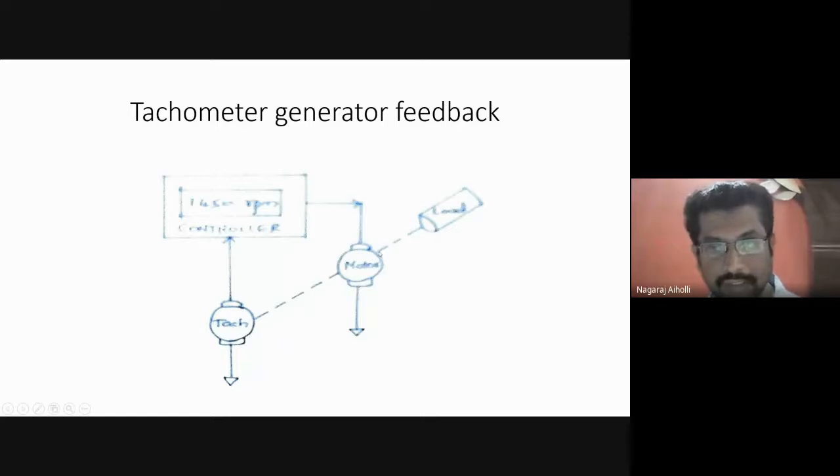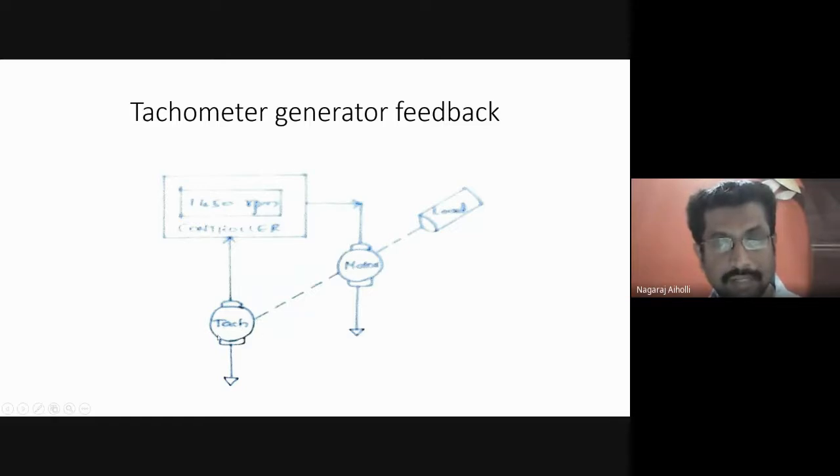And then there is a load connected to the motor. Suppose the motor is used for pumping water, so the water is the load here. The motor is converting electrical energy into mechanical energy, and the shaft or rotor is rotating. This makes the rotor of the tachometer generator rotate, because both are coupled and connected to each other.